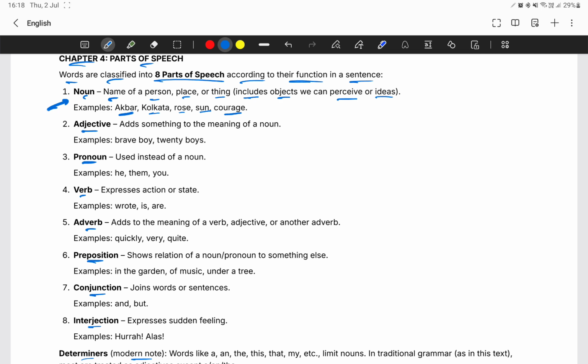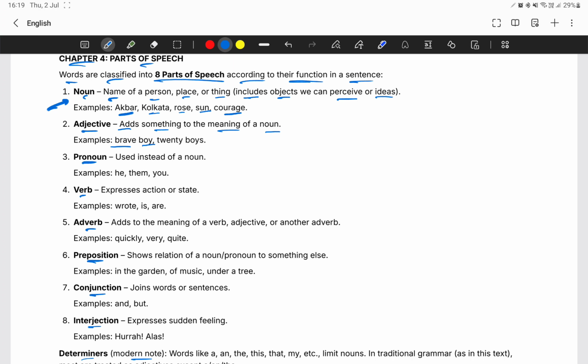Okay, next we have adjective. Now adjective adds something to the meaning of a noun. So let's suppose we have a noun but we don't have much information about the noun, and when we need to know more about the noun, then we add some extra stuff to that noun, and the extra stuff is called adjective. For example, we have a noun boy. But the moment we add brave here, it becomes brave boy. So now we understand that he is not a coward boy, he is a brave boy.